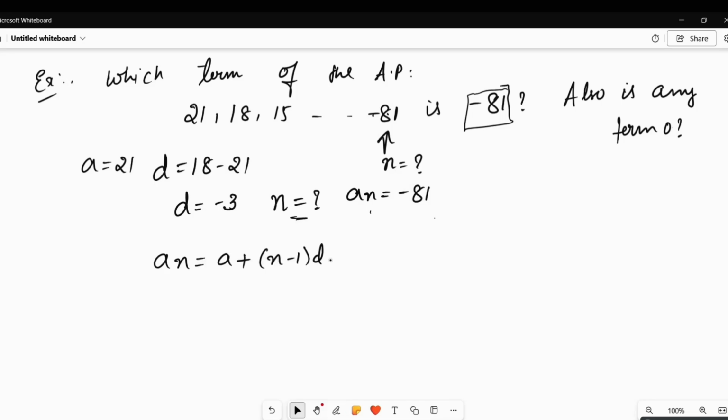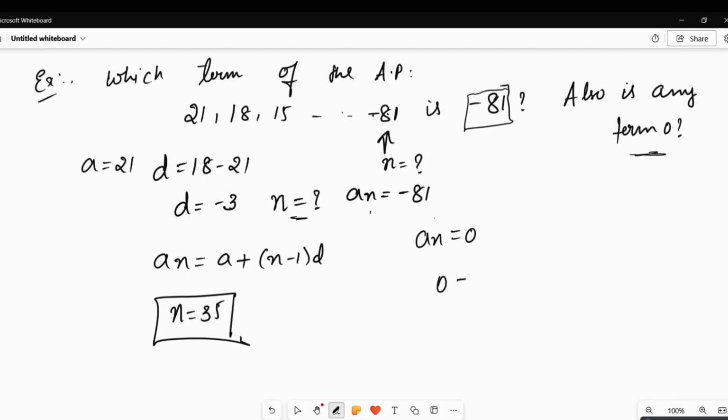Next in this, he is asking also, is any term 0? So whatever answer we got here, n was 35, right? N cannot be minus, so plus 35. Okay. Also, is any term 0? He is asking. Here you are getting negative numbers. So in between can it be 0 or not? We don't know. So how do you know if it is 0 or not? Put an is 0. We want an to be equal to 0. So put an is equal to 0.